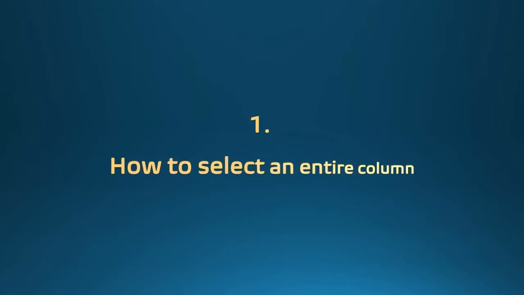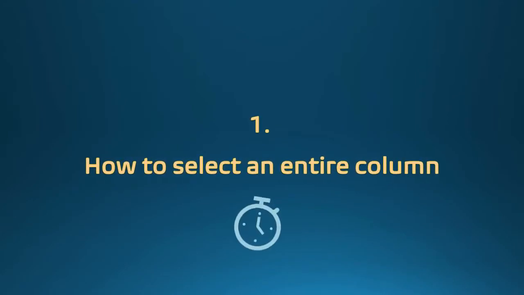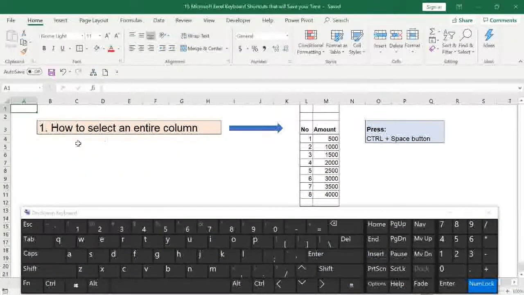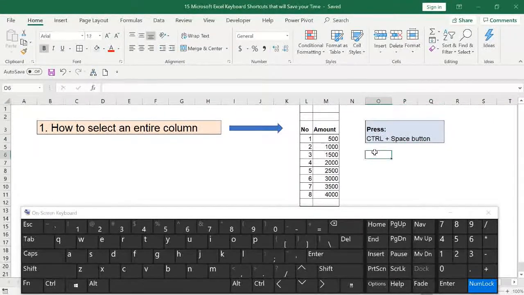We normally do this to check the sum or total of the entire column or the average of the entire column, or to perform other additional tasks such as adding a column or formatting a column. Now we have to press Ctrl and then spacebar to make it work.